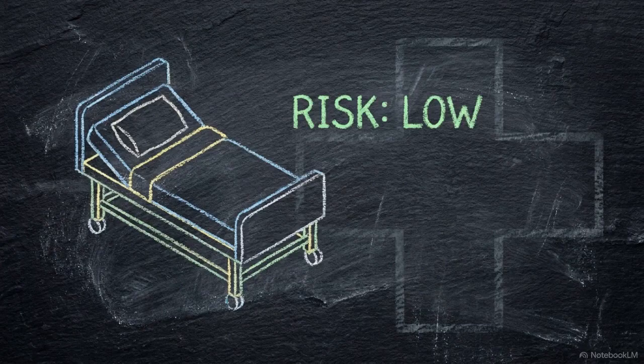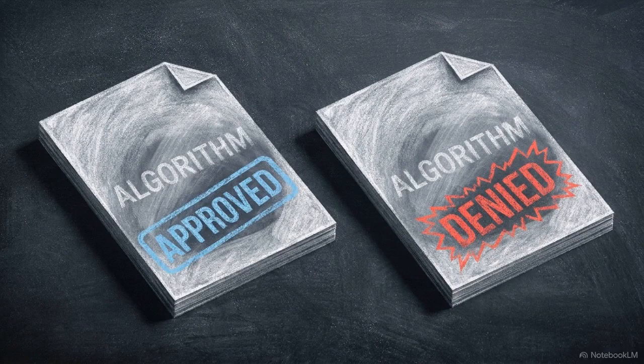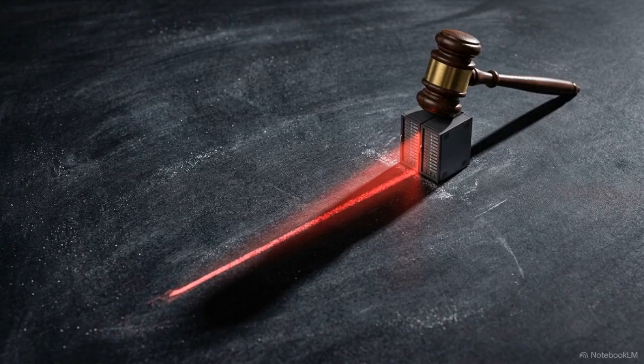An algorithmic health risk score systematically underestimated the medical needs of Black patients. Credit scoring models actively disadvantaged Hispanic borrowers with identical financial profiles to their white counterparts. Risk assessment algorithms in the criminal justice system disproportionately flagged minority defendants as high risk.